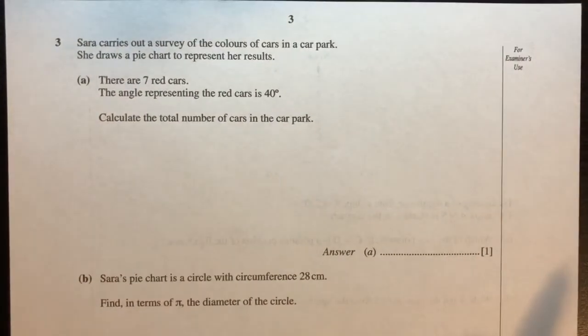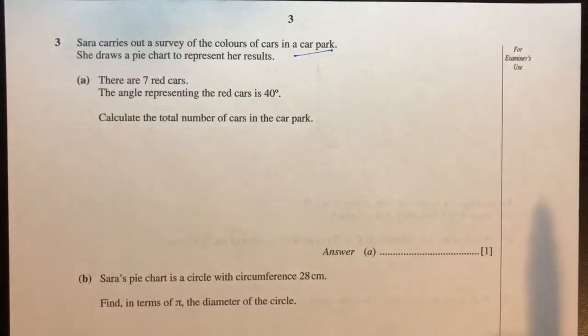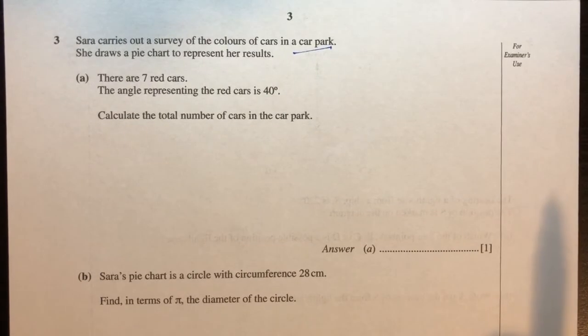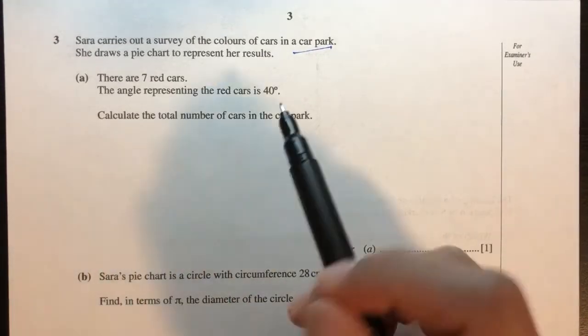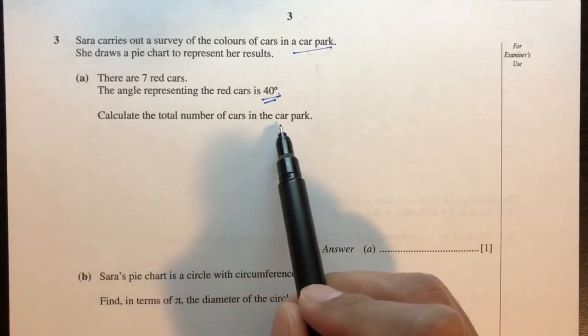Question number 3. Sarah carries out a survey of the colors of car in a car park. She draws a pie chart to represent her results. So part A, there are 7 cars. The angle representing the red car will be 40. What is the total number of cars in the park?